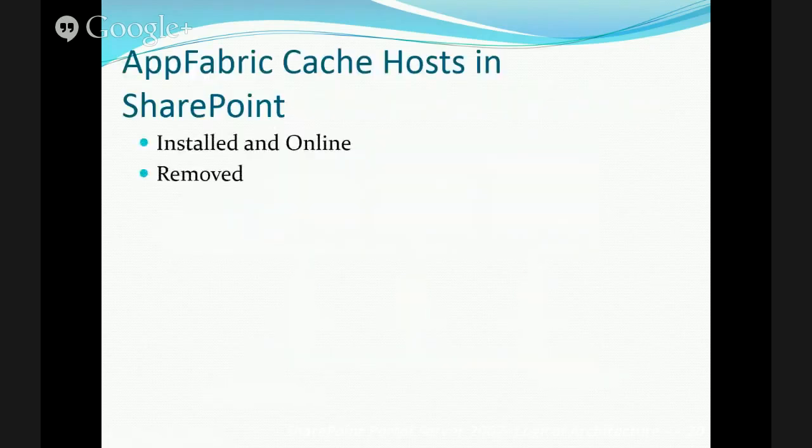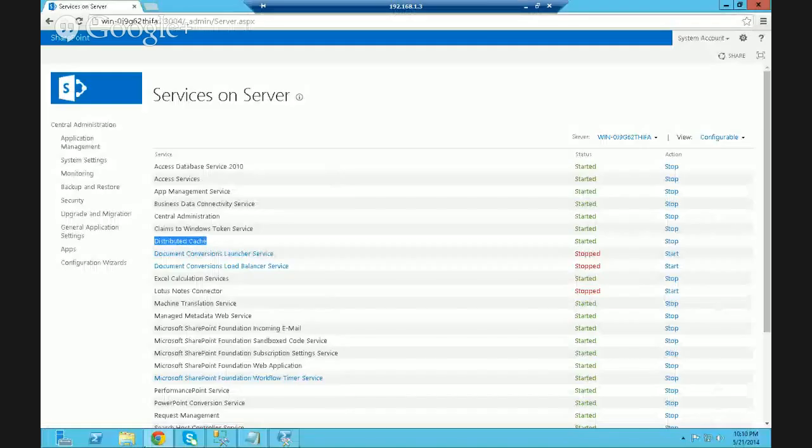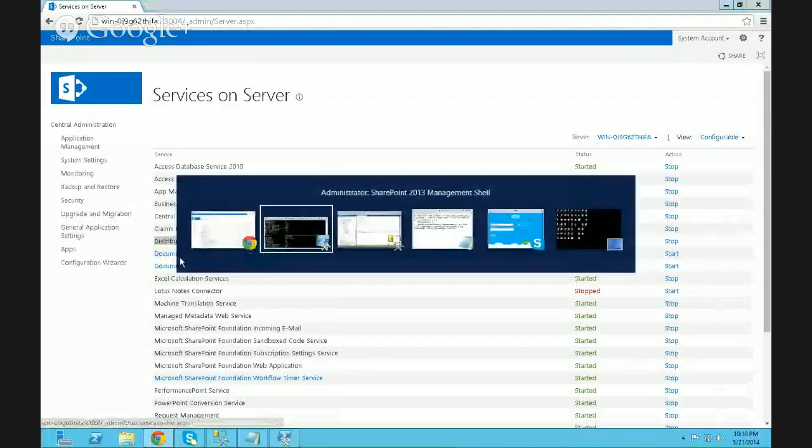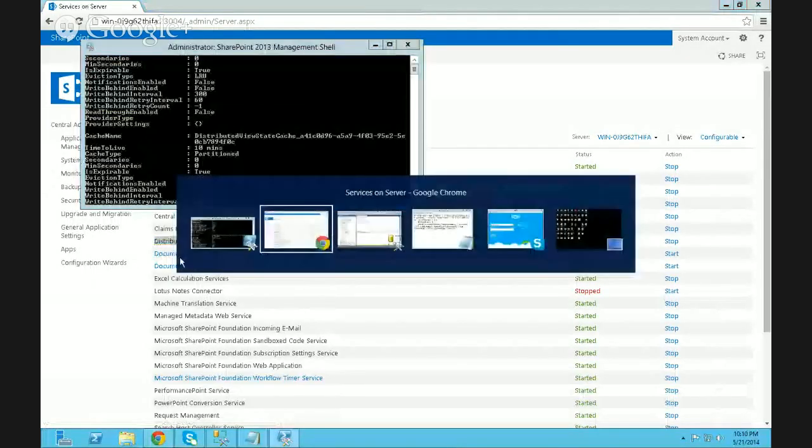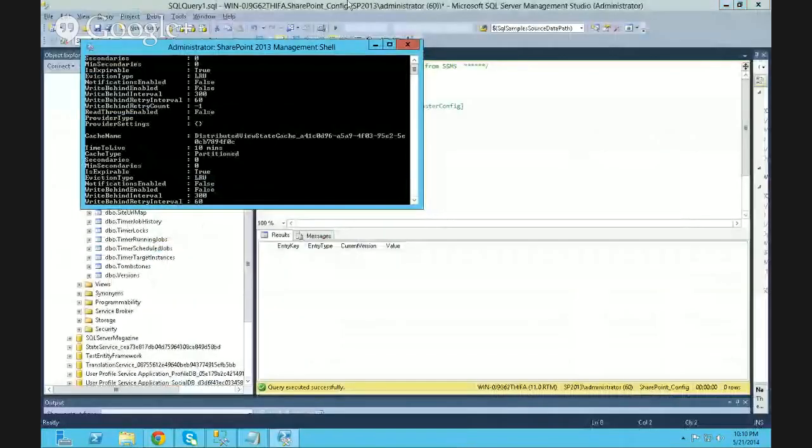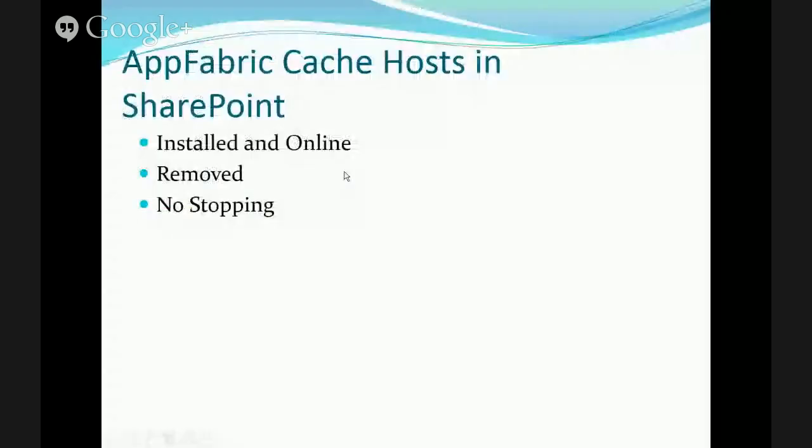So typically, what can we do in terms of AppFabric cache on the host? It can be installed. You can remove it. You should not be stopping it. As I said, going back to the server here, I should not be stopping this from the Central Admin. So you will have to remove it. Stopping does not help at all. It's something that we need to look at.